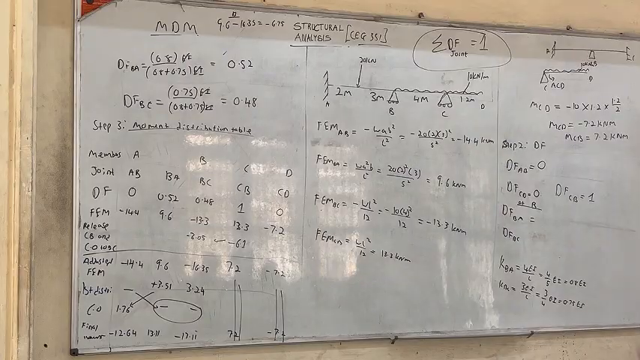So now we get our reactions. Same thing again. Add the values to get the reactions here for us.